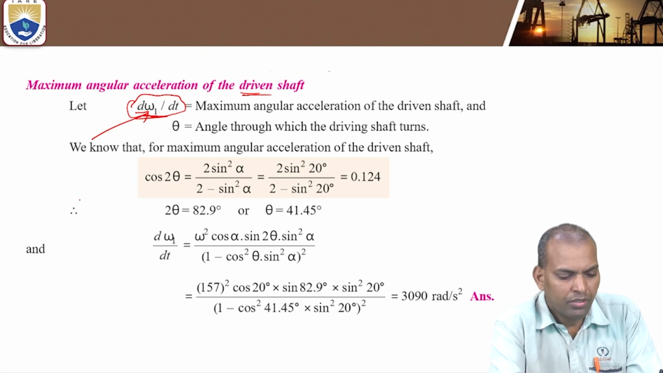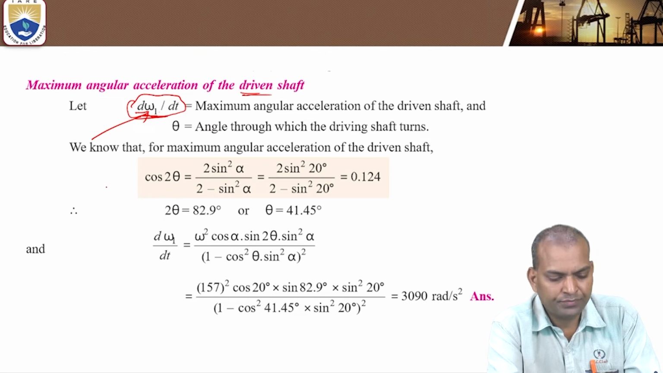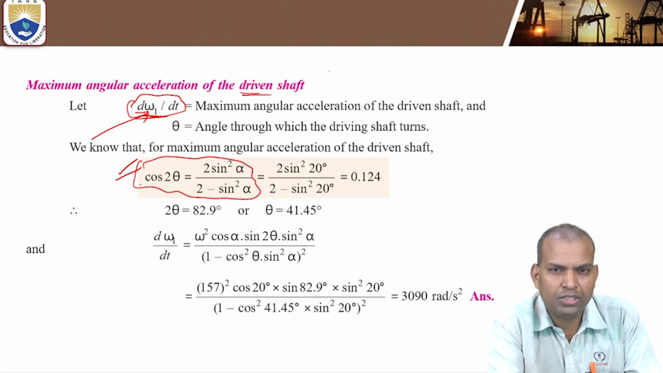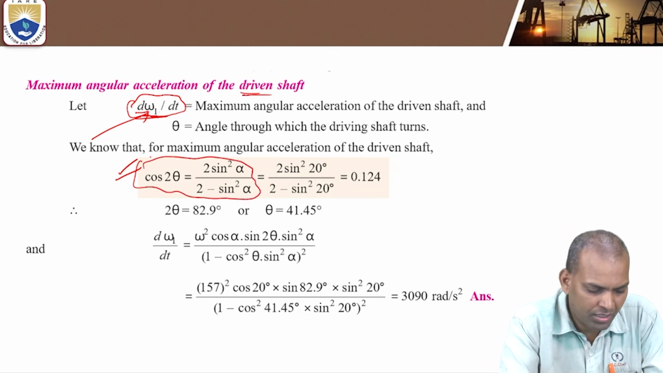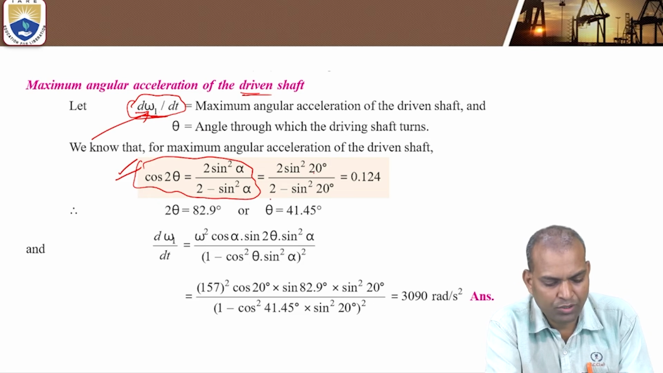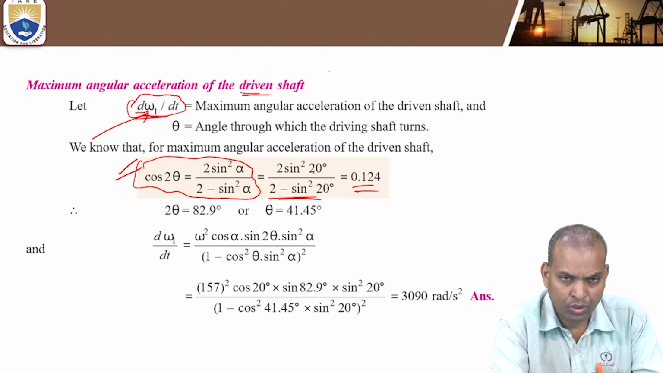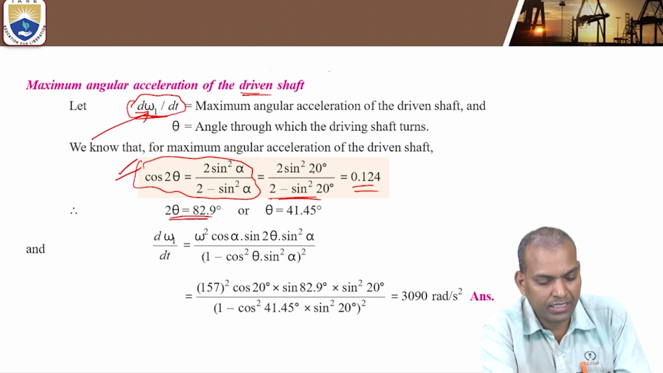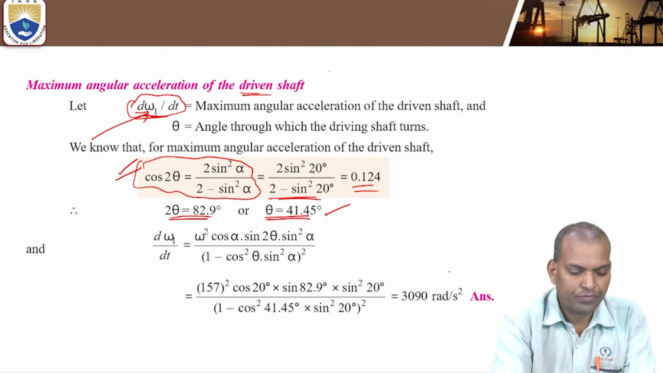Now, for maximum acceleration, we know the formula, cos 2θ equals 2 sin²α by 2 minus sin²α. That is 2 sin² 20 degrees by 2 minus sin² 20, that is 0.124. Then 2θ equals 82.9 degrees, then θ equals 41.45 degrees.